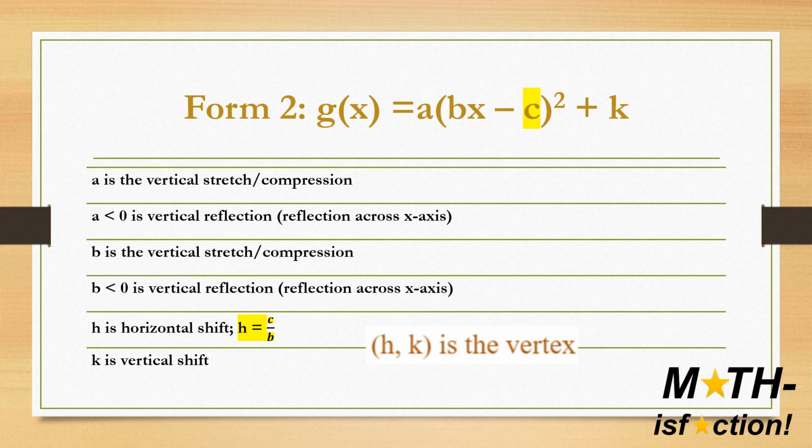Here is form 2. Going from left to right, A again is the vertical stretch or compression, and when A is less than 0, it is a vertical reflection. That does not change from form 1. B is the horizontal stretch or compression. That is the same as form 1. And when B is less than 0, you have a horizontal reflection. Now the change is finding H. You have to take C divided by B to get your H value, so you can plot your (H, K) vertex.